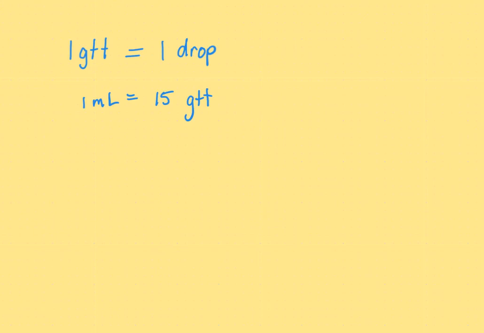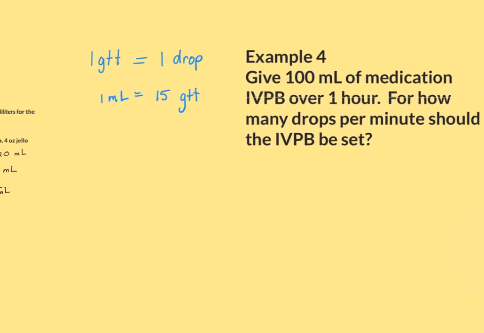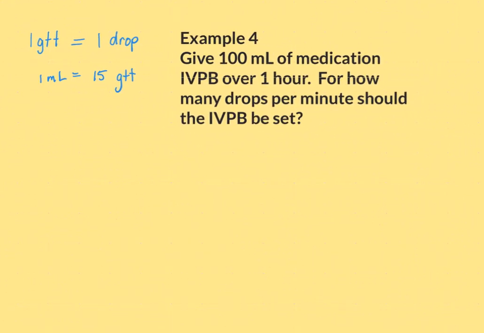So 1 GTT would be 1/15 of a milliliter, which is an awkward unit, but it is sometimes used if you are setting the rate of droplets of medication being added to an IV. That's often where you're going to see this. Let's work an example. We will start this example with what we're given. 100 milliliters per hour. That's how much medication we want to give the patient.